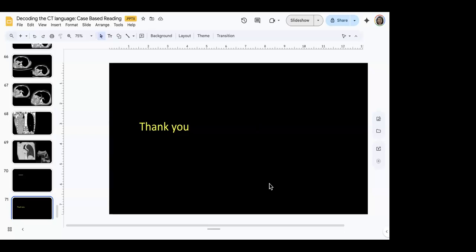One question regarding this CT angio. Frequently you talk about the arterial phase, venous phase. So how to identify them and what is the importance of them?